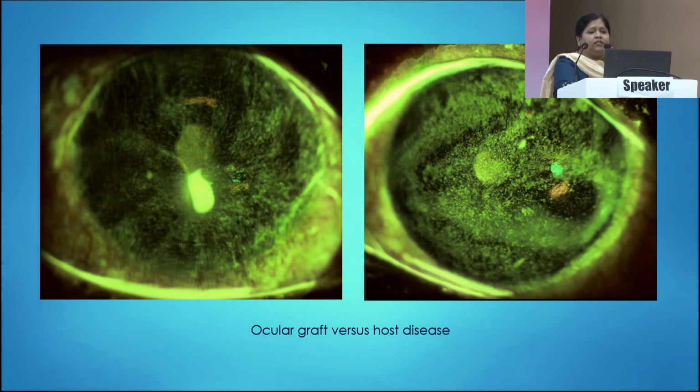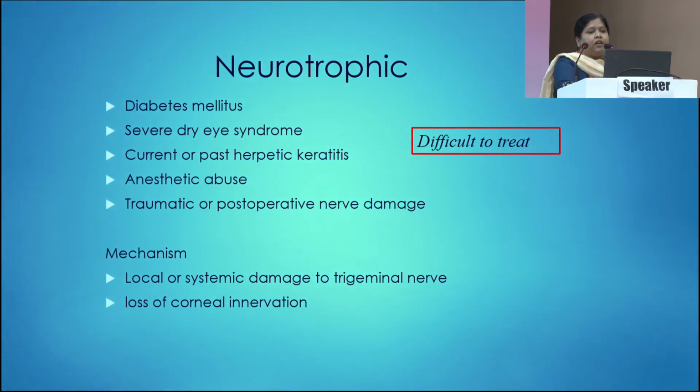Again, this is a case of ocular graft versus host disease with a PED in the right eye. Again, this would require a prolonged treatment. Neurotrophic causes. Damage to the ophthalmic division of the trigeminal will generally lead to neurotrophic ulcers. Again, the damage to the ophthalmic division of the trigeminal will lead to decreased blink rate, a decreased secretion of tears, and decreased meibomian secretion, among other things, and degeneration of tissue.